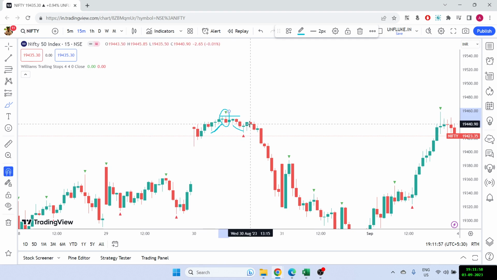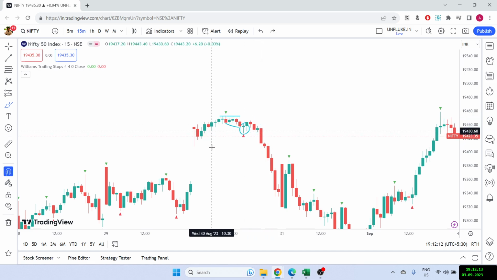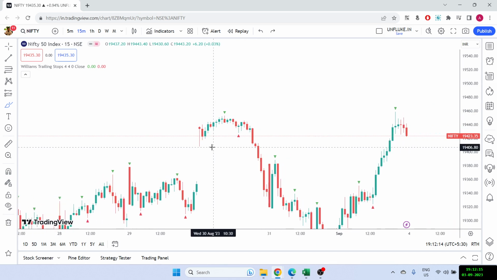And similarly, when you see the red fractal, this will come when the previous 4 candles have not broken the low, and the next 4 candles, which is these 4, have not broken this low. In this case, this will become a fractal low. So you will notice that you will keep getting a lot of fractals.